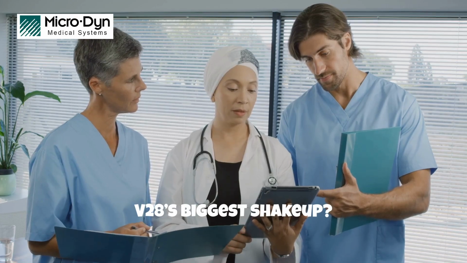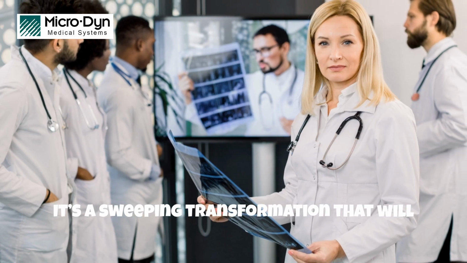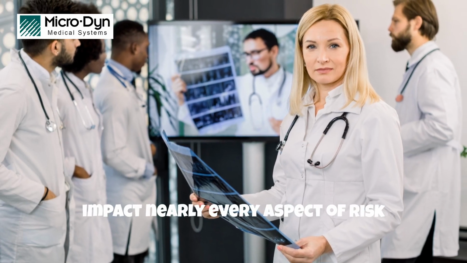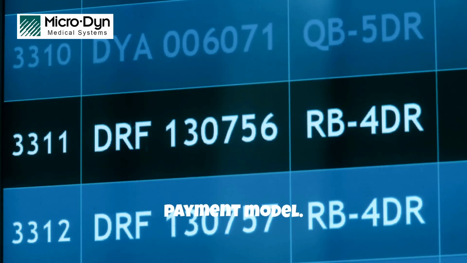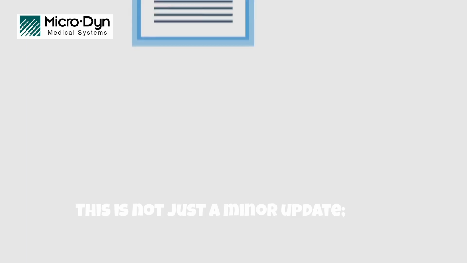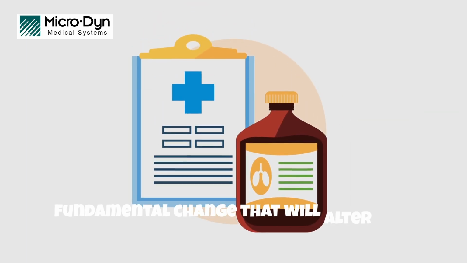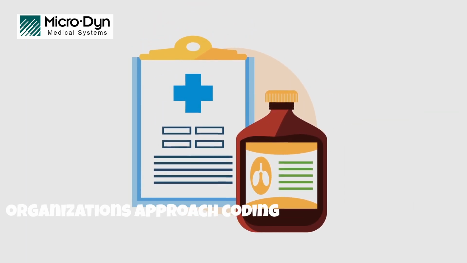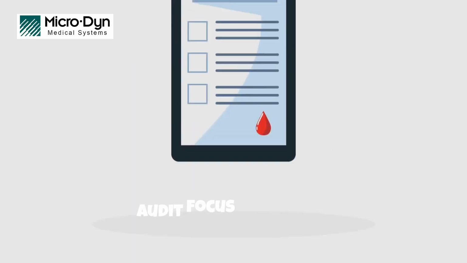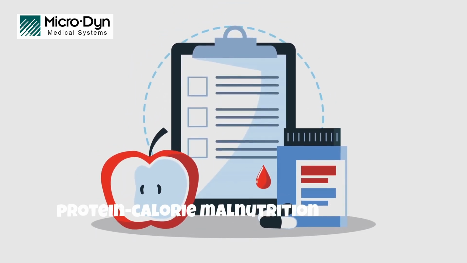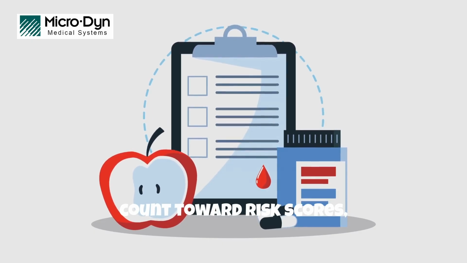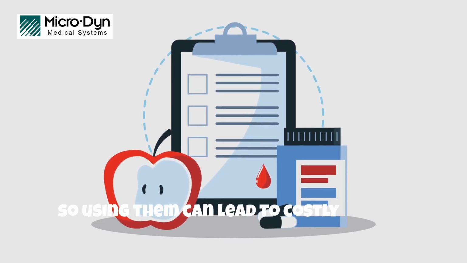V28's biggest shakeup? It's a sweeping transformation that will impact nearly every aspect of risk adjustment and compliance. Over 2,000 ICD-10-CM codes, gone from the payment model. This is not just a minor update, it's a fundamental change that will alter how organizations approach coding and reimbursement. Audit focus must shift immediately. Retired codes like protein-calorie malnutrition no longer count toward risk scores, so using them can lead to costly errors.